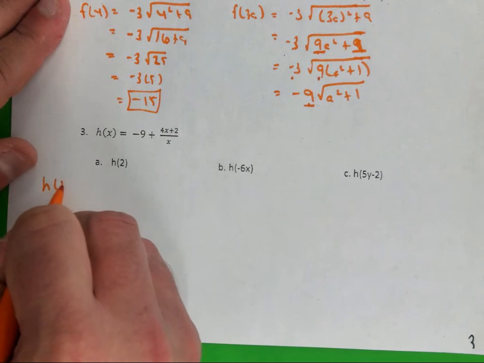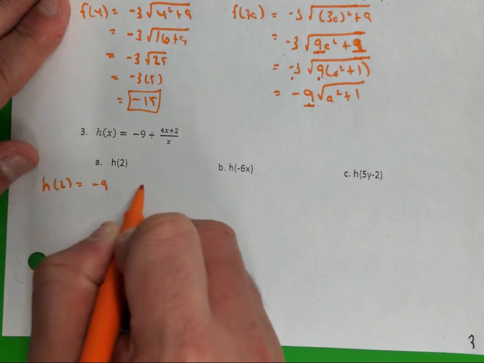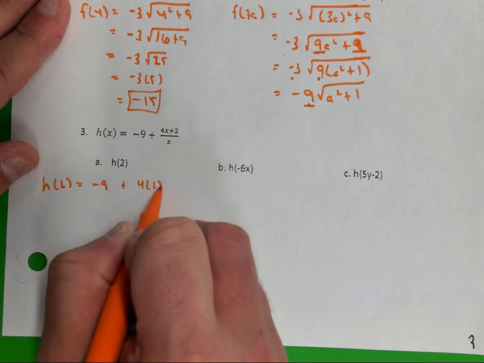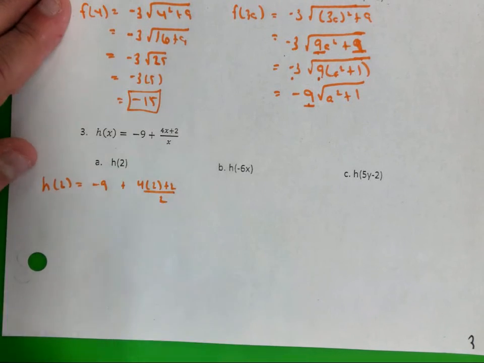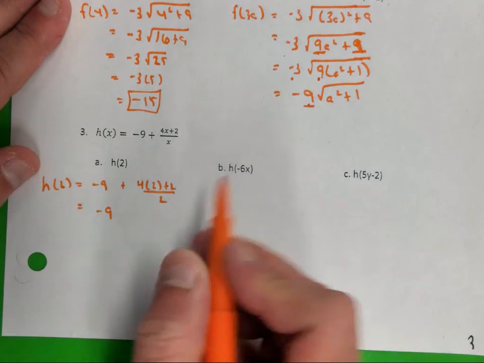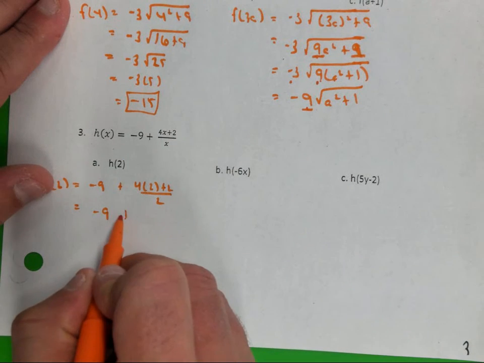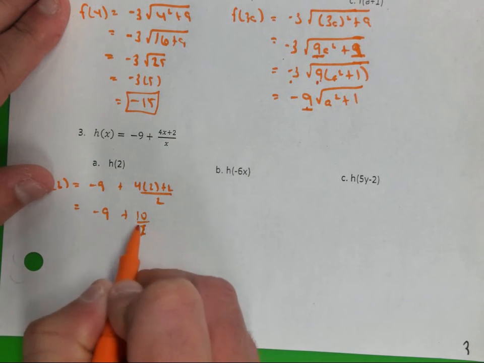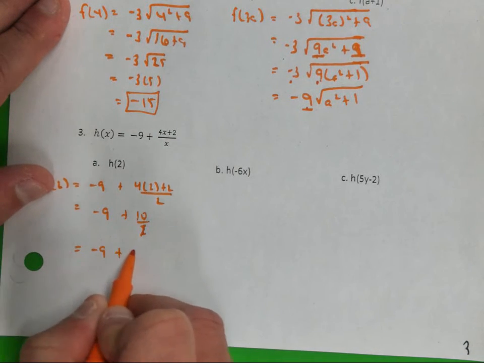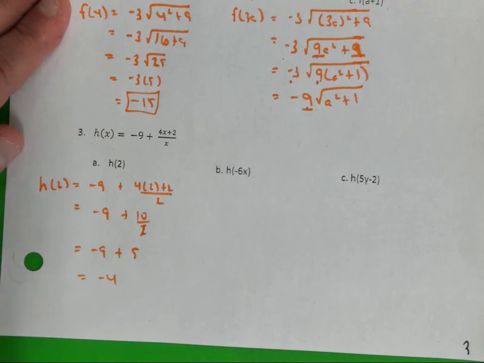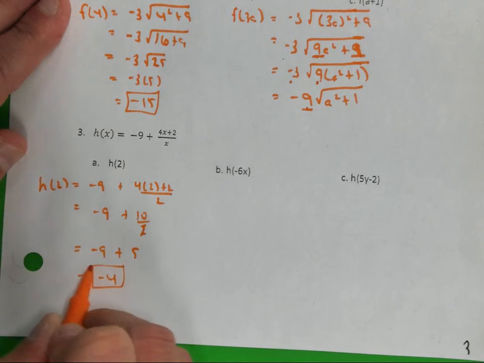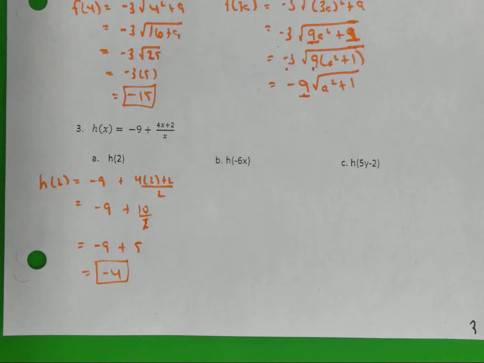So I'm going to do h of 2 equals negative 9 plus 4 times 2 plus 2 over 2. 4 times 2 is 8. 8 plus 2 is 10. I get negative 4. So my input value was 2, my output was negative 4.